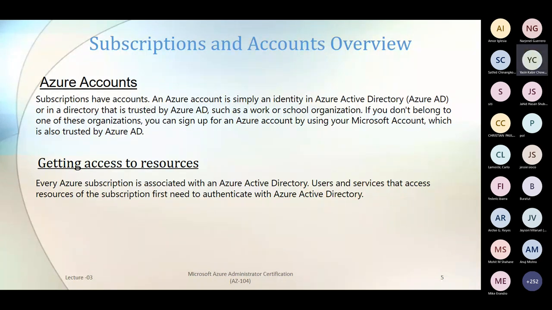Getting access to resources: how can you get the resources? Every Azure subscription is associated with an Azure Active Directory. How is it connected? Active Directory has an account, and then that account is responsible for taking a subscription. Users and services that access resources of a subscription first need to authenticate with Azure Active Directory. First, you need an account in Active Directory, then you can have access to take the resources from that subscription.